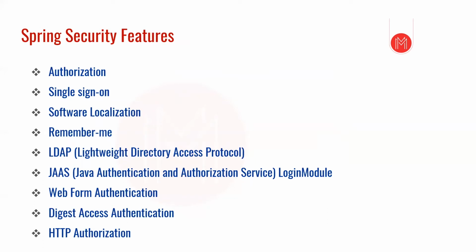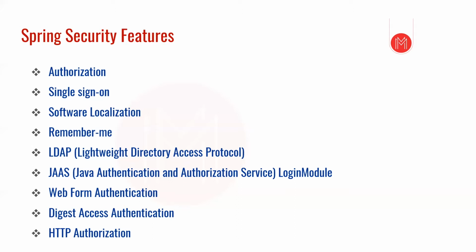So there you can perform basic authorization, or you can apply single sign-on, or there may be software localization, the remember me feature, LDAP feature, JAAS feature, web form authentication feature, digest access authentication feature, HTTP authorization feature. All these facilities are there. So we will focus one by one on what exactly each is.